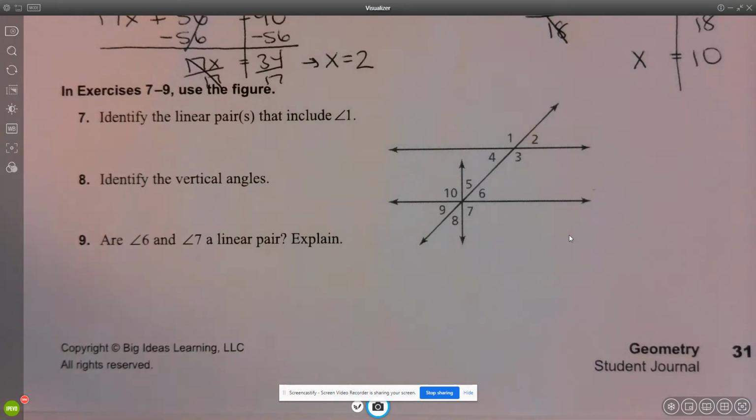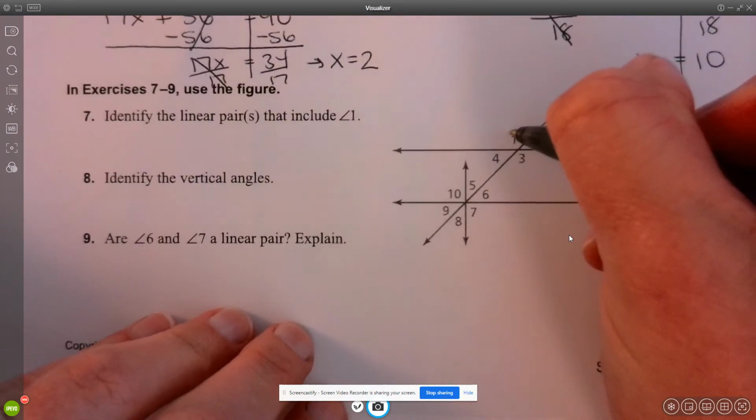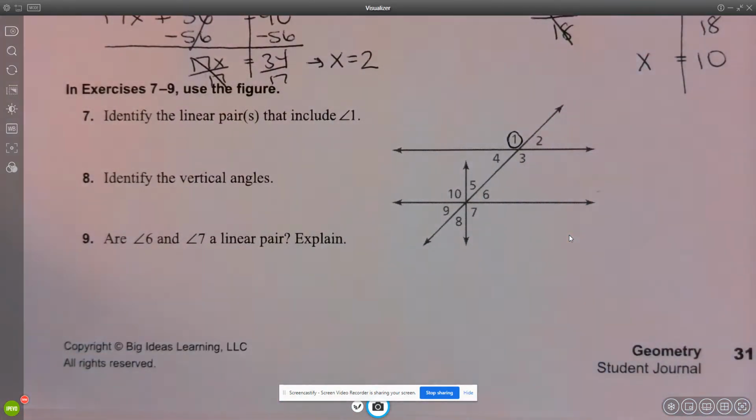And so we have some linear pairs in this picture, but we want to make sure that angle 1 is part of that linear pair. So we're looking for which angles with angle 1 form a straight line, because that's what a linear pair is. Remember, a linear pair makes a straight line.